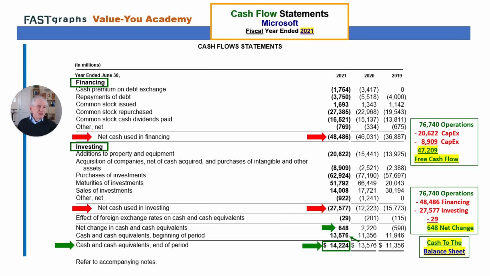The other thing we sometimes look at is free cash flow, and this is a simple way to look at it. We take the cash flow from operations minus CapEx, and you can see CapEx is addition to property and equipment, that's a 20.6, and also mergers and acquisitions for buying businesses, 8.9. The difference is like a 47 billion in free cash flow we can use for other things. That's another metric we watch.